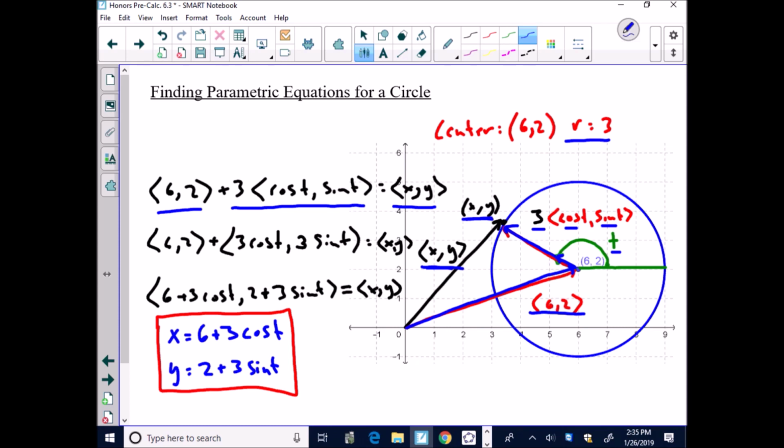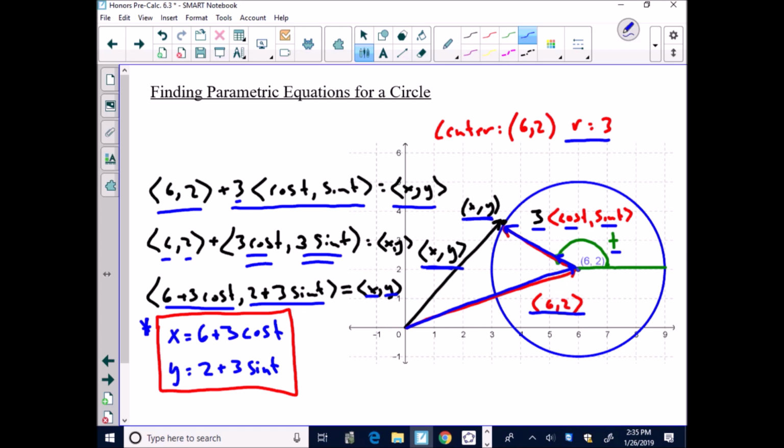So right here, we would multiply that scalar of 3 through to our horizontal component and our vertical component. And then we would add horizontal components and add vertical components to get the horizontal component of 6 plus 3 cosine t, that's equal to the horizontal component of that arbitrary x, and the vertical component of 2 plus 3 sine t, that's equal to that corresponding vertical component that is the arbitrary y. And there's the set of parametric equations.